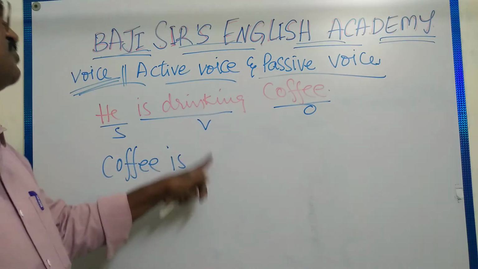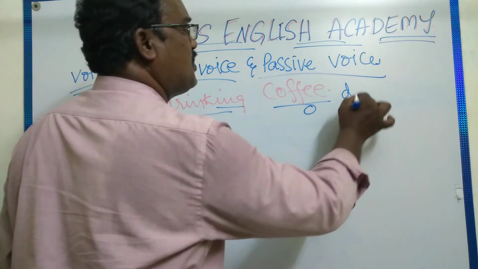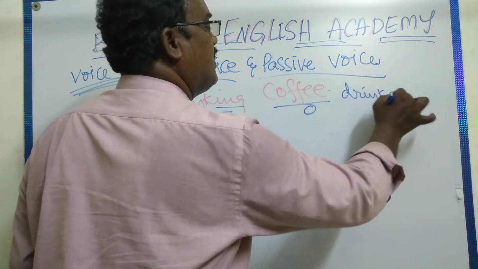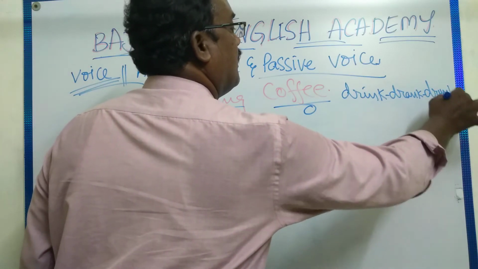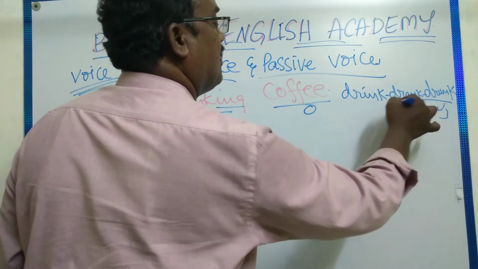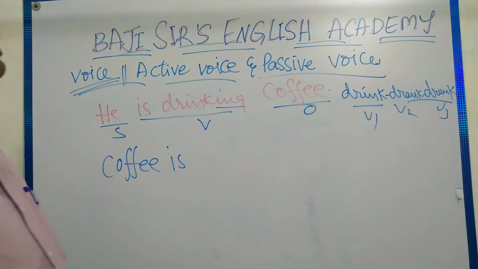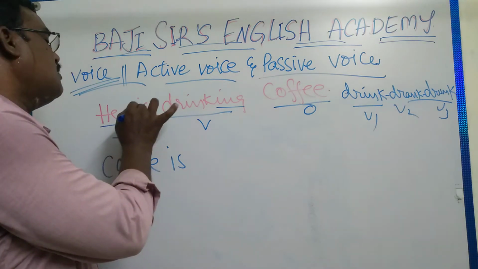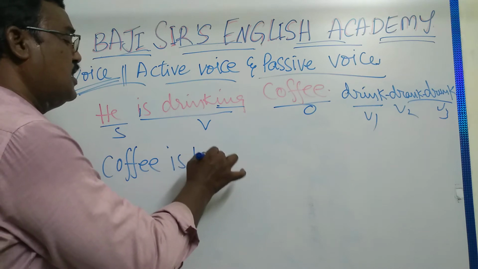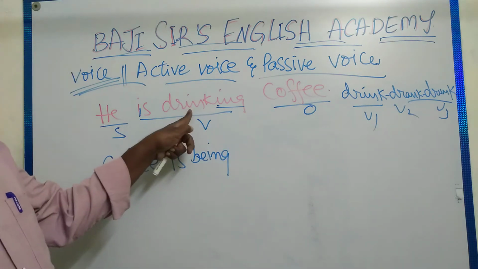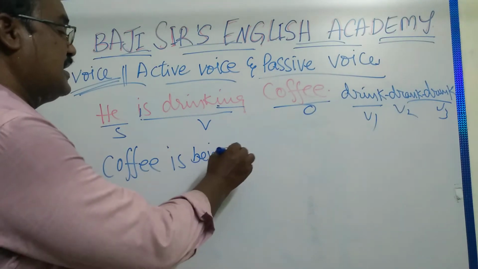Here, continuous tense, if you want to write it in passive voice, continuous tense means ing, we have to add ing to the V1 verb. This is the V1 verb: drink, drank, drunk. This is V3, this is V2, this is V1. If you add ing to the V1 form, it will become continuous tense. Present B form, present continuous. So coffee is, and since ing is there, immediately we have to take being. This is the helping verb, and the main verb, V3 form, we have to take: drunk.